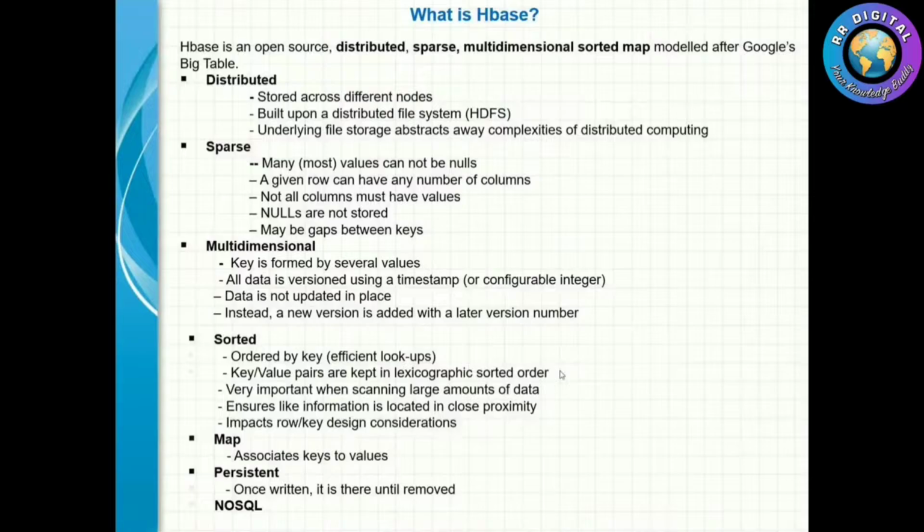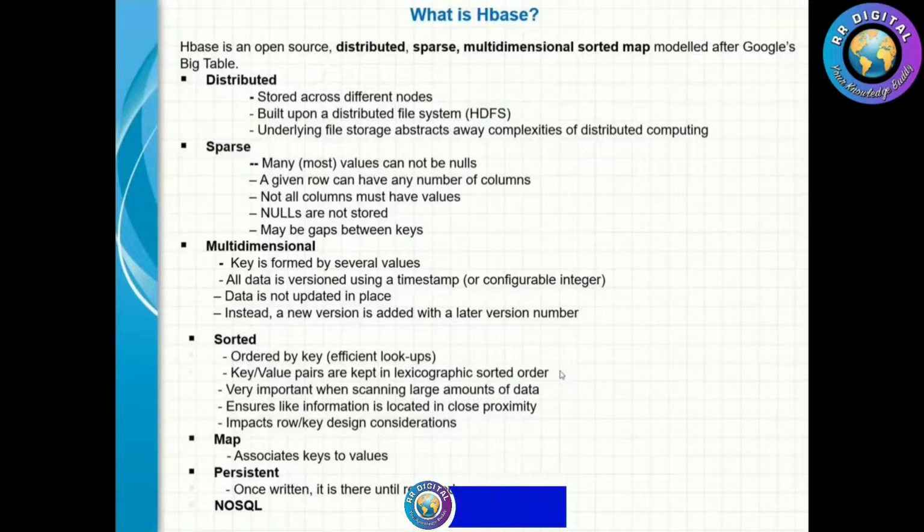That is called distributed. Sparse means HBase will not allow you to store null values or empty values. See, basically in Hive, if you do not pass any value for a specific column, it will still allocate space, and null or empty will be stored. But in HBase, generally it will not allocate any space, and it will not allow you to insert any empty or null values. That is called sparse.